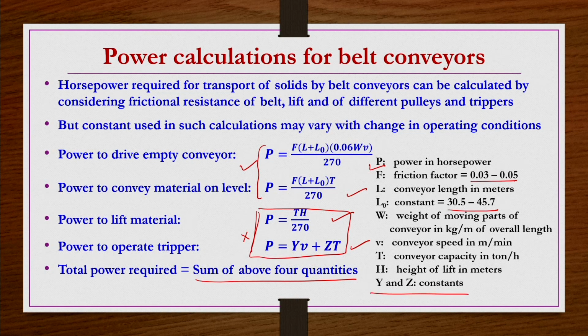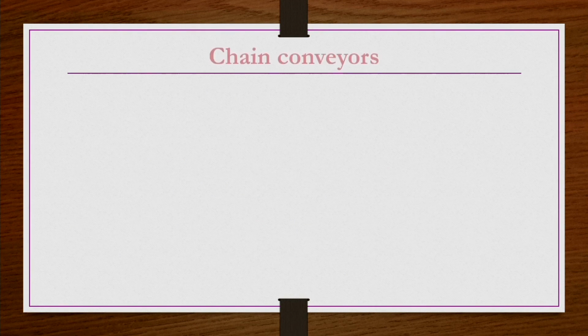Whereas Y and Z are constants, in general available if you need to calculate the power required for the tripper, right. This is about the belt conveyors. Now, we see chain conveyors.